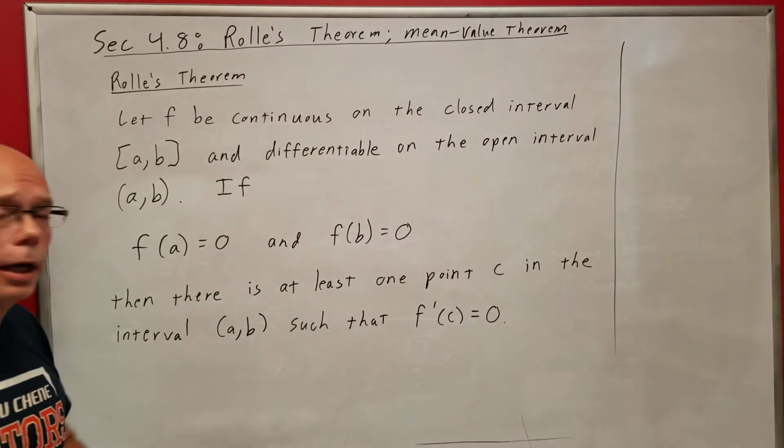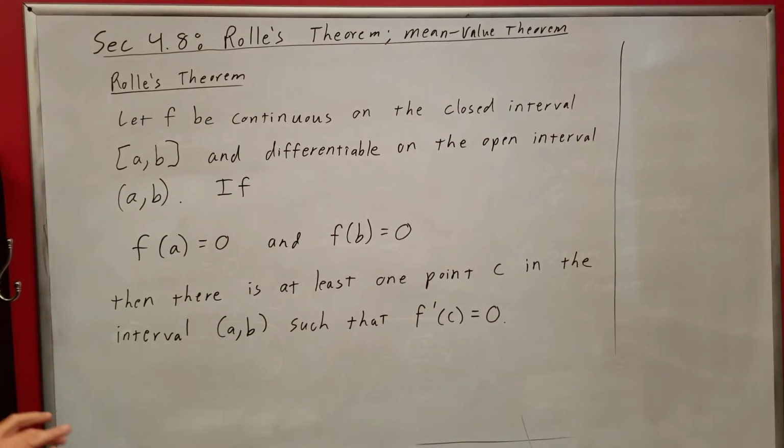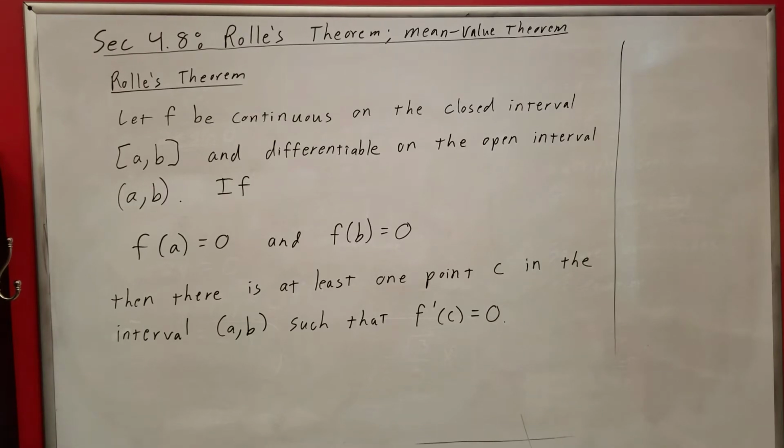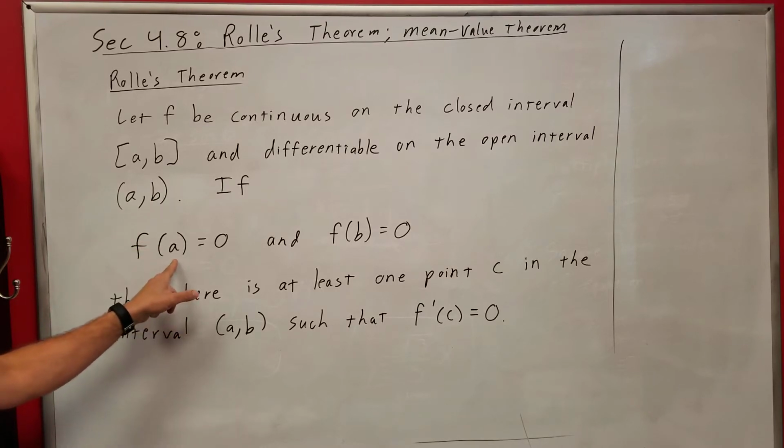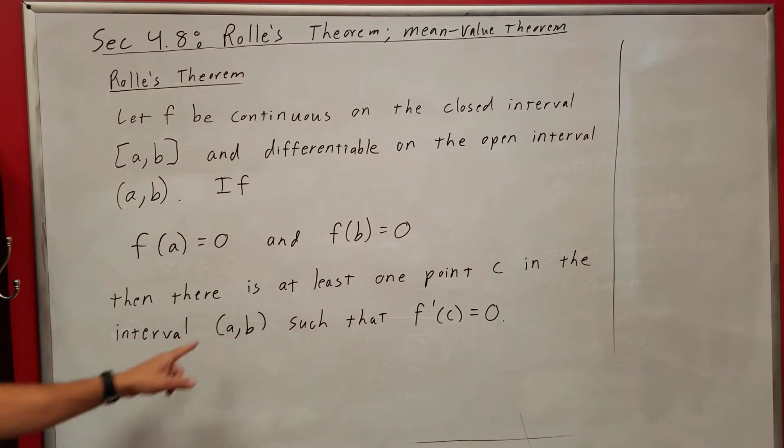Section 4.8, Rolle's theorem, the mean value theorem. Let's look at Rolle's theorem first. It says, let f be continuous on the closed interval AB and differentiable on the open interval from A to B. If f of A is equal to 0 and f of B is equal to 0, then there's at least one point C in the interval AB such that f prime of C is equal to 0.